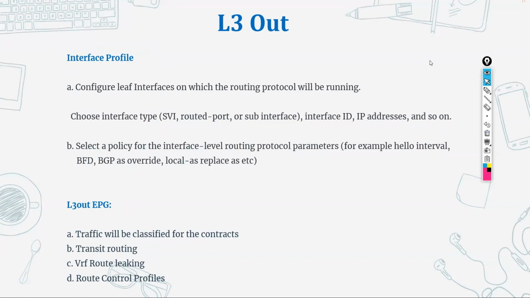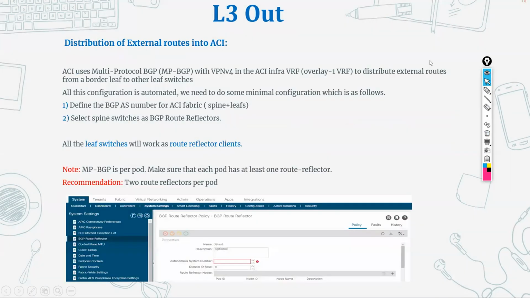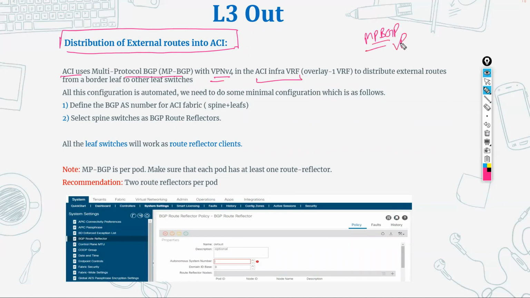So this was the layer 3 out EPG. Now let's see briefly how we are going to distribute our external routes into the ACI fabric. ACI uses MP-BGP with the VPNv4 address family in the ACI infra VRF. So between our fabric devices, we are going to use the MP-BGP VPNv4 address family.